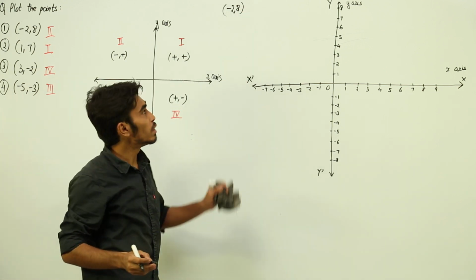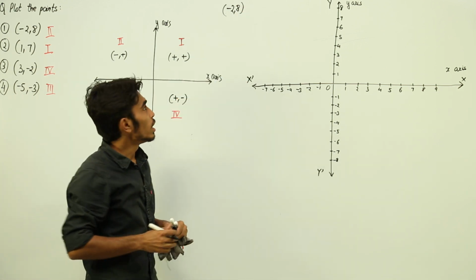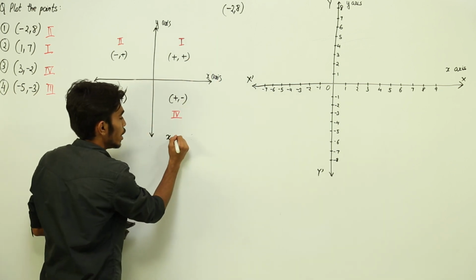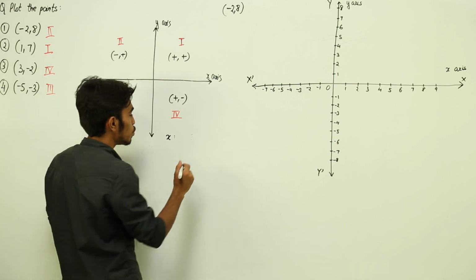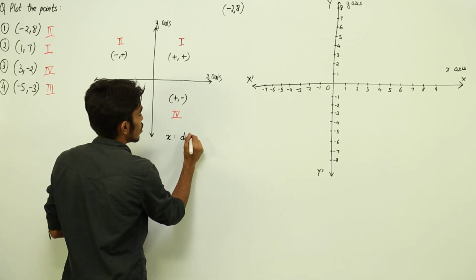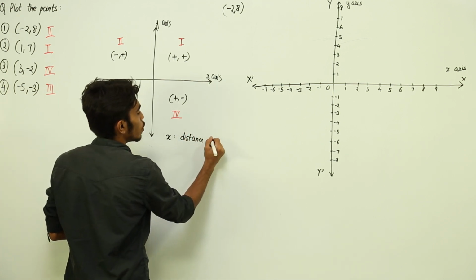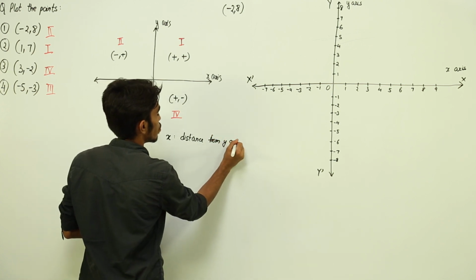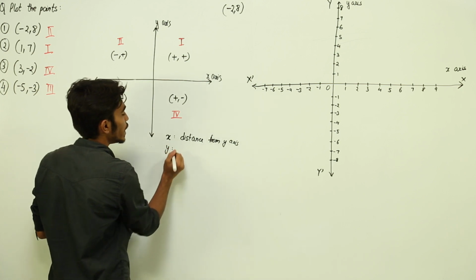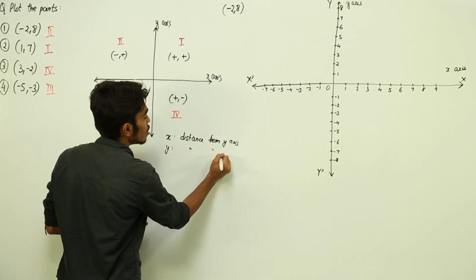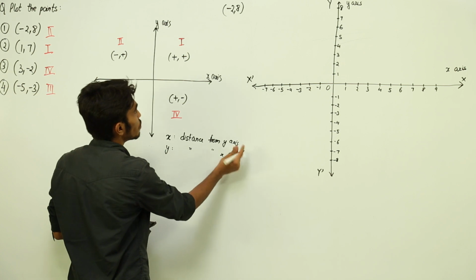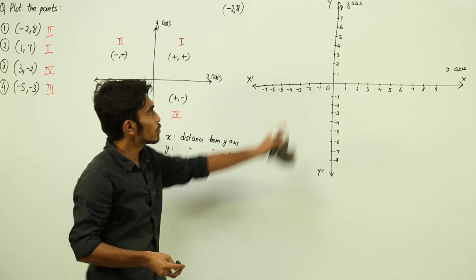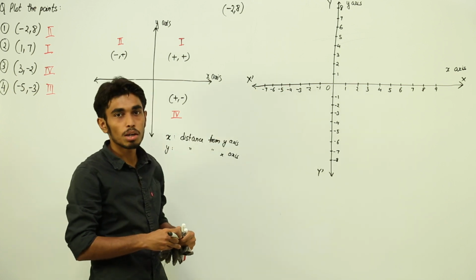We know that whenever we need to plot these points, the x coordinate always tells the distance from the y-axis. Similarly, the y coordinate represents the distance from the x-axis, right? So for (-2, 8), I can definitely say that the distance from the y-axis is nothing but -2.